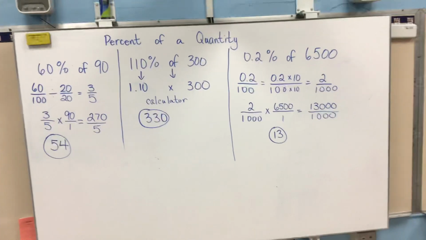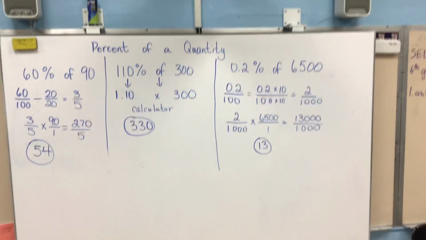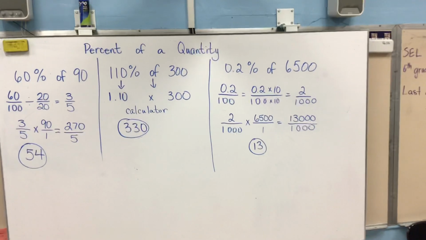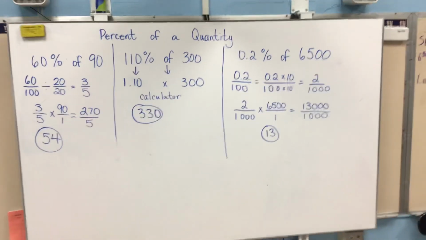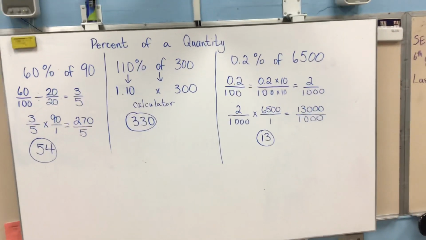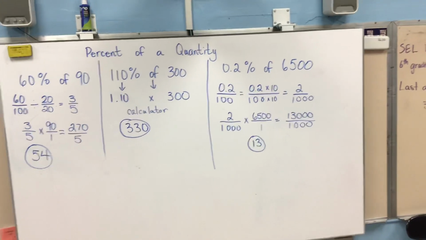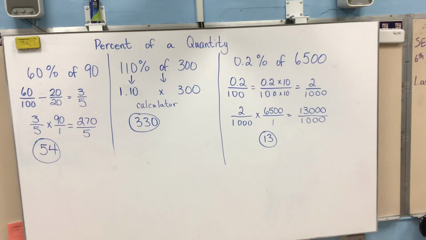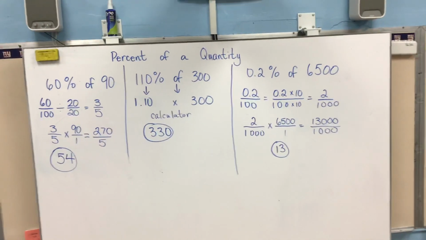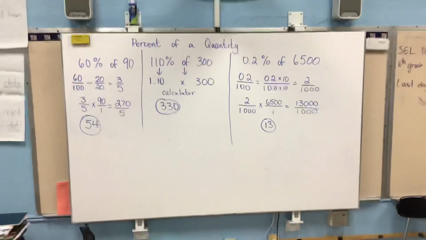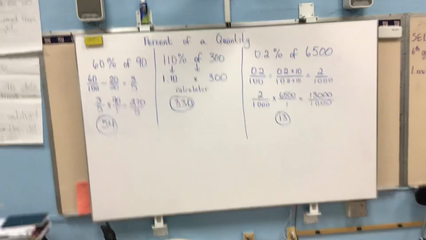I then multiply the 2 over 1,000 times 6,500 over 1, because any whole number will be written as a fraction over 1. I then solve that equation, which gives me 13,000 over 1,000, and I divide those two numbers to get a final answer of 13. These are 3 different methods on how to solve these problems.